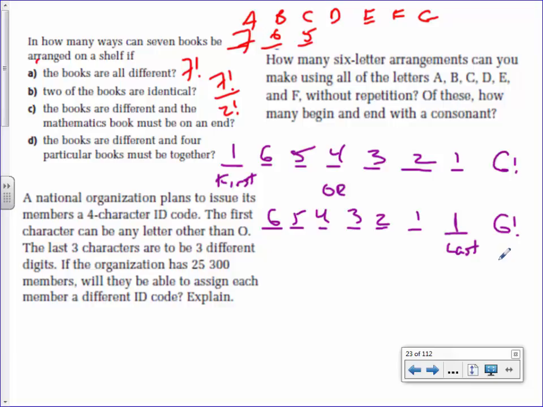What does or mean? You add them, yeah. So your final answer is, you can either write it as 6 factorial, where the math book is first, plus 6 factorial, where the math book is last. There is another way of writing this, though. If you have 6 factorial and you add another 6 factorial, you have 2 6 factorials. Does that make sense?